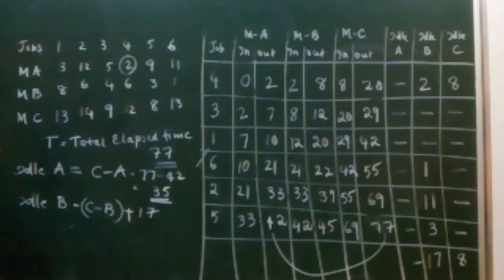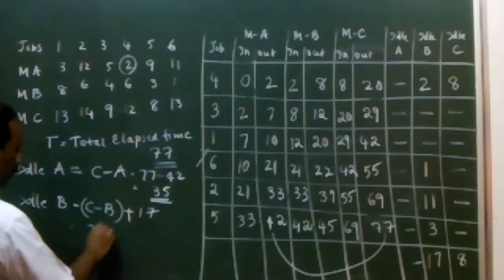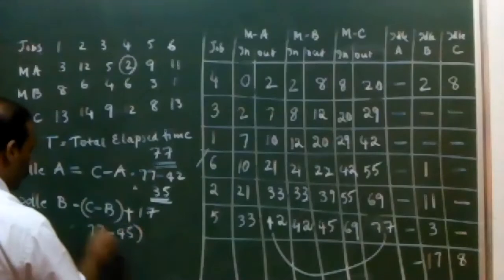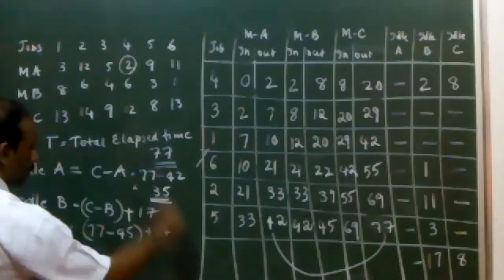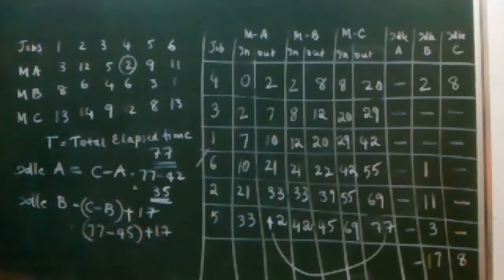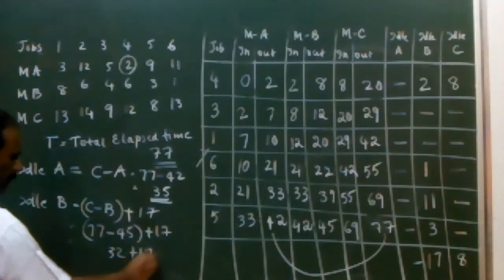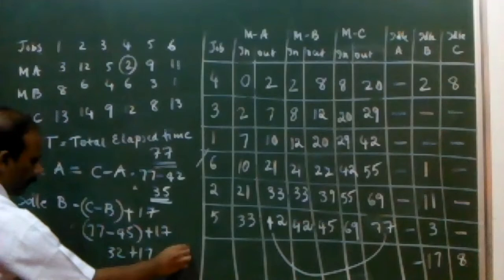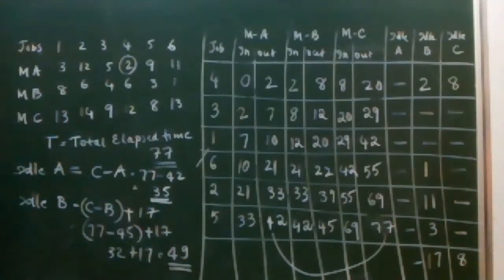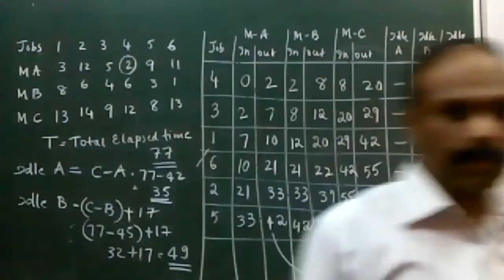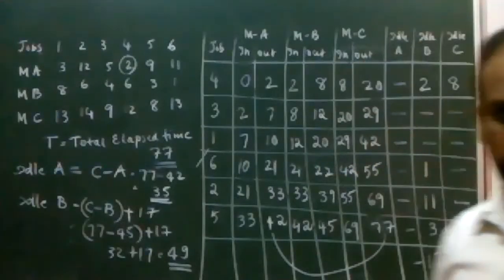What is C minus B now? 77 minus 45, okay, plus 17. So what is 77 minus 45? How much do we get? 32 plus 17, which is nothing but 49. So 49 becomes your idle time for machine B. Is that clear, everyone? Yes or no?